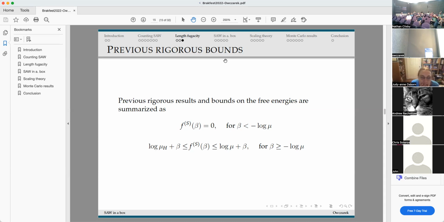When beta is larger than log mu, you have bounds, and those bounds depend upon the Hamiltonian value of the growth constant and the growth constant for self-avoiding walks. So log mu h plus beta is smaller than or equal to f, and you know that the free energy exists, is smaller than or equal to log mu plus beta.